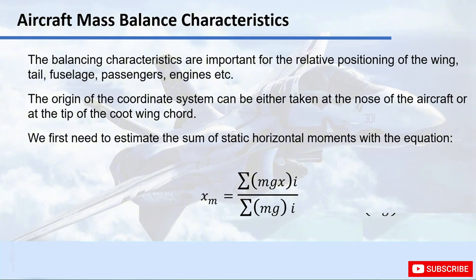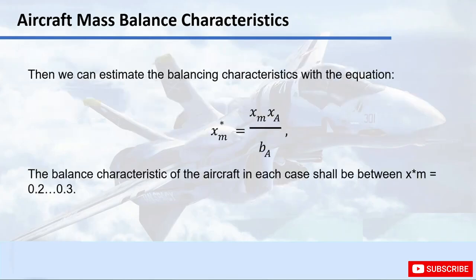And why do we need these distances? Because we want to estimate the balance of the aircraft. We want the center of masses to not be too forward or too rearward on our aircraft. And this is what we're going to be doing in this section. We're going to estimate all the moments produced by the different components of the aircraft by determining their position and then estimating these moments using also the weight that we used in the previous section. And after we estimate these moments, finally we're going to be able to estimate the balancing characteristics, which are represented by the parameter xm star.